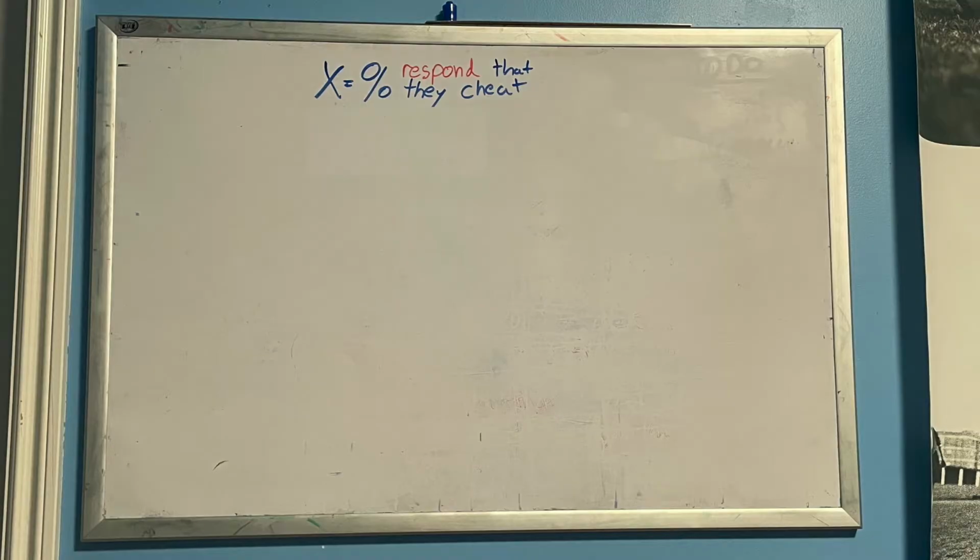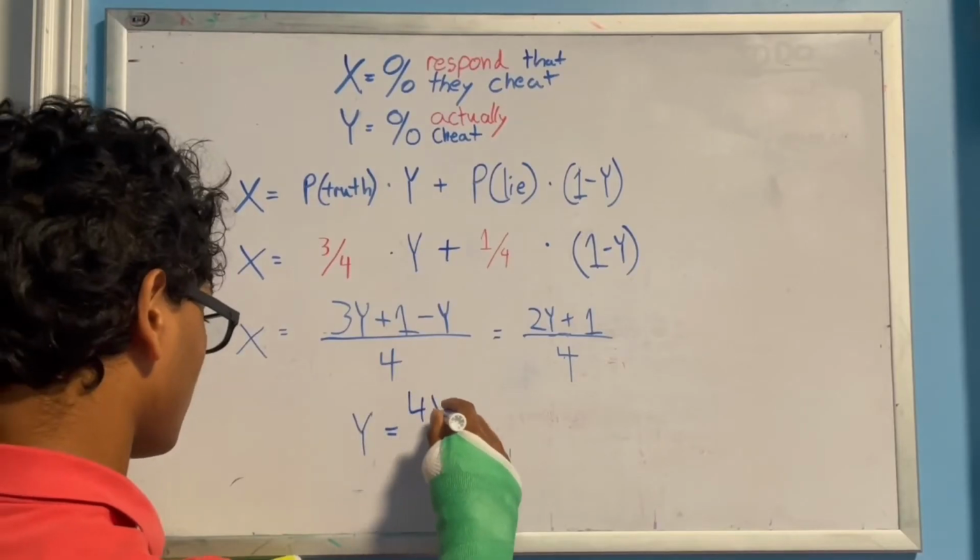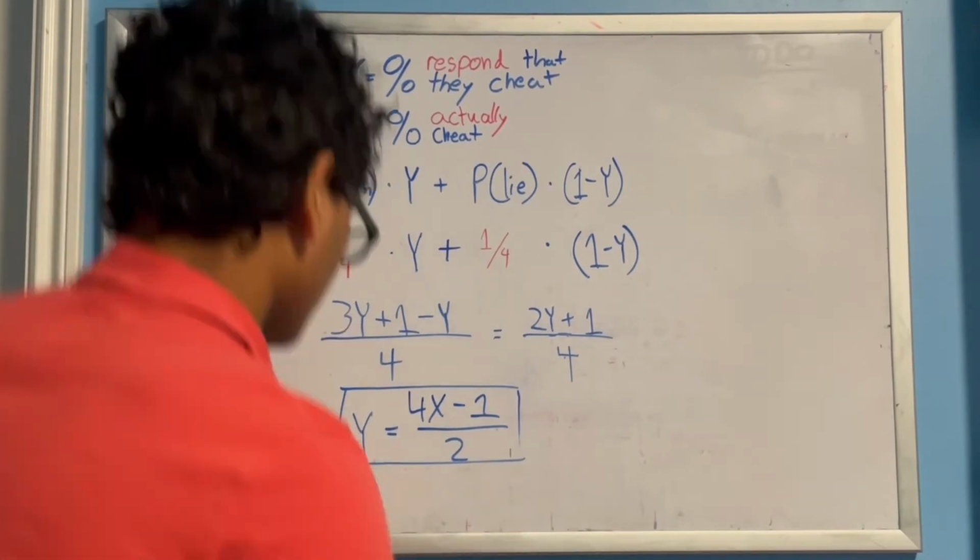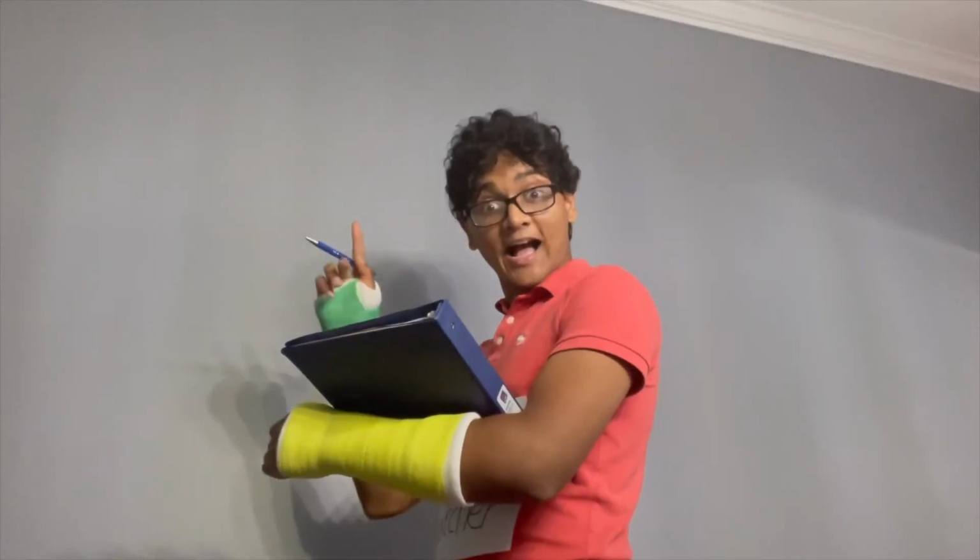But wait, wasn't half of our data based off the flip of a coin? How can our results ever be accurate? You see, there's one more step, and it involves some math. If we set X to be the % of students who responded that they cheat, and Y to be the % of students who actually cheat, we can use the rules of probability to work backwards to find Y as a function of X. Then we just plug in our survey data and boom, we have an answer.